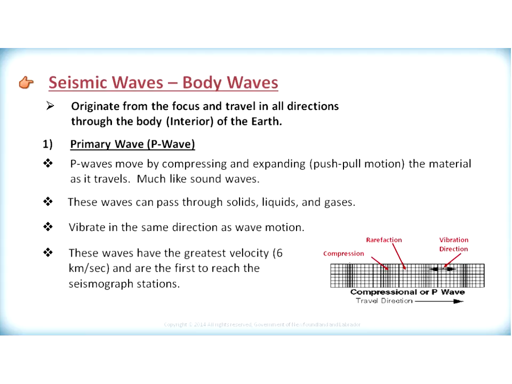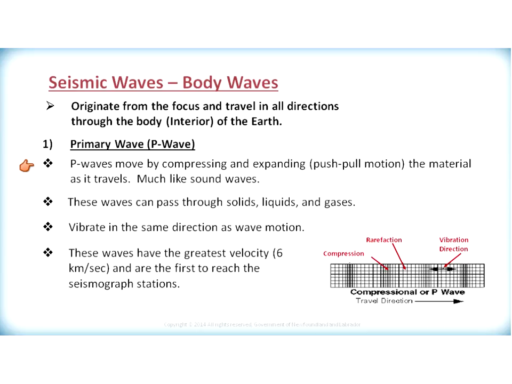When we look at seismic waves, and in particular the body waves, they originate from the focus and travel in all directions through the body of the Earth. The body of the Earth is what's referred to as the Earth's interior. The first wave we look at is called the primary wave, or P wave for short. P waves move by compressing and expanding, in a push-pull motion, the material as it travels through it.